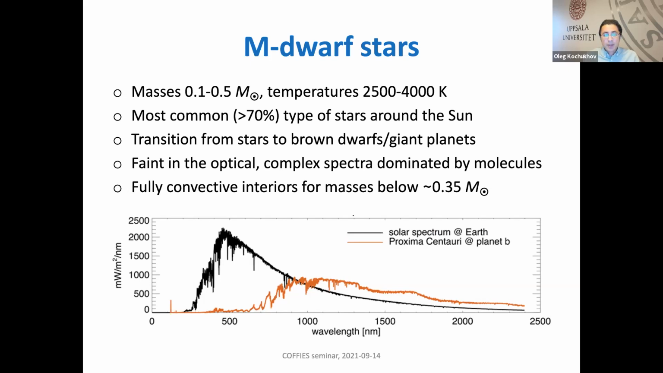Another interesting aspect of M-dwarfs is that their structure undergoes a significant transition at around 0.35 solar masses. They switch from being partially convective, having a structure kind of similar to the sun, to fully convective for masses below this limit. And it is interesting to see whether this transition coincides with any changes in the activity properties of these stars, in the characteristics of their magnetic fields.